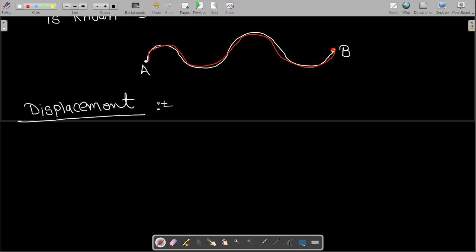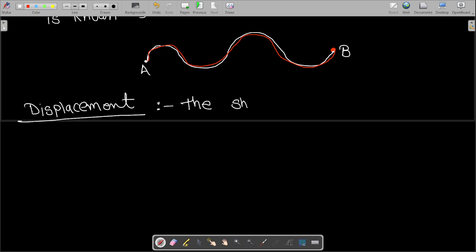Any idea about it? What is displacement? Let me explain. Okay, no problem. So displacement is nothing but the shortest distance between two points. Okay, let me write it.